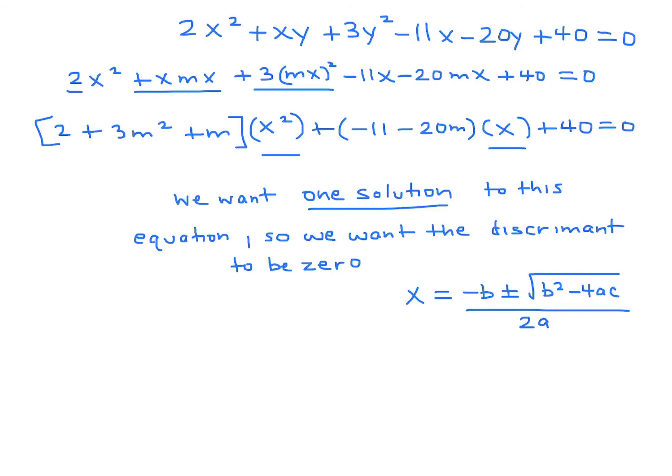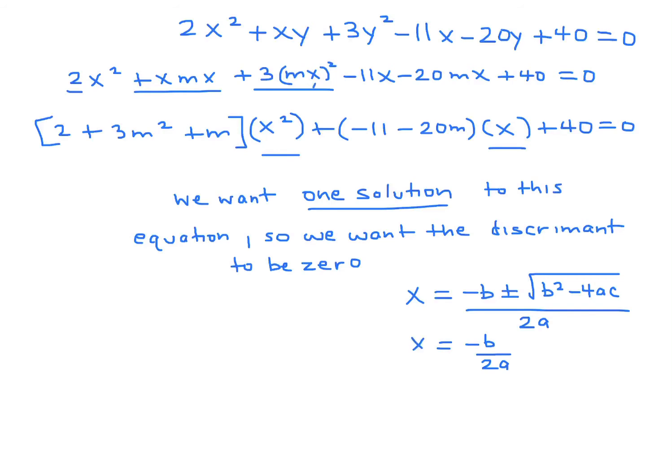Now, normally, that discriminant is some number, and therefore you get two solutions. You get minus b plus the square root of the discriminant all over 2a, and minus b minus the square root of the discriminant over 2a. But if the discriminant is 0, then you just get one solution, which is minus b over 2a. And that's what we want.